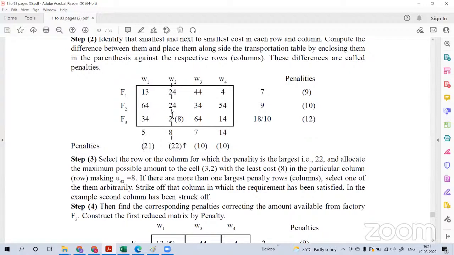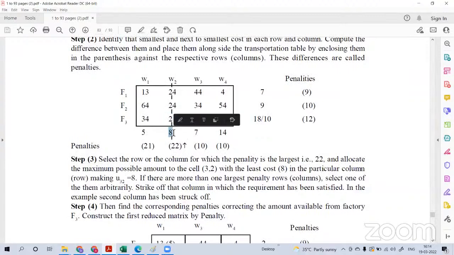Least is 2 and next least is 24, so the difference is 22. Like this, for each column we take the differences. What is the highest difference? We have 9, 10, 12, 21, 22. So 22 is the highest penalty. In that penalty column, I will select the least cost.